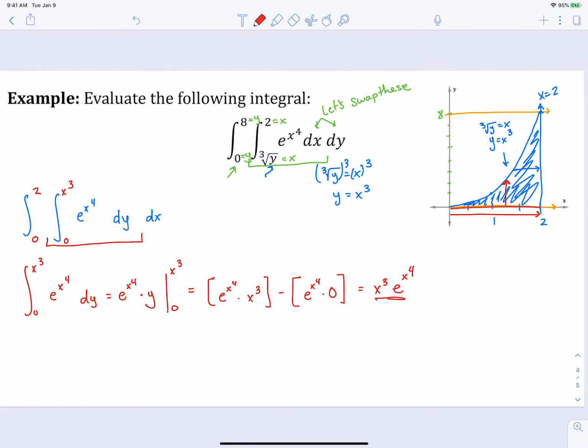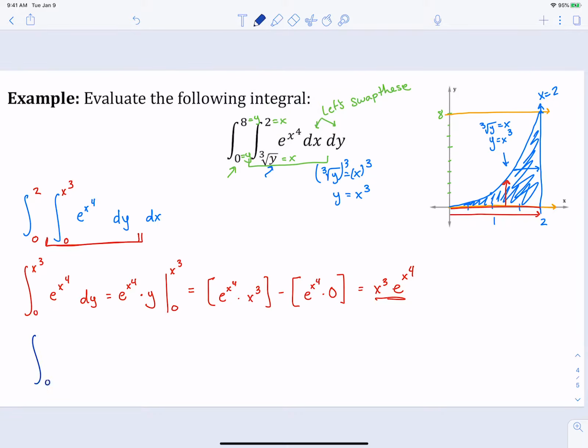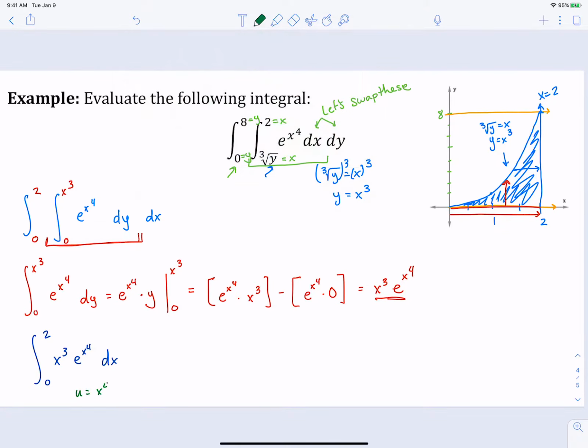Now if we put this back into our outside integral, we get the integral from 0 to 2 of x cubed e to the x to the fourth dx, and now we can do substitution. We can do u is equal to x to the fourth, so du is equal to 4x cubed dx. So we need to move that 4 over with our du, and we get 1/4 du is equal to x cubed dx. So our x cubed and dx we can replace with a 1/4 and a du.